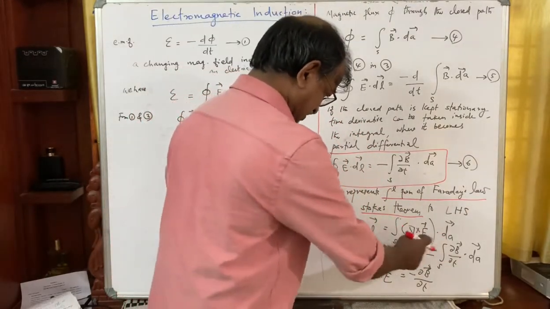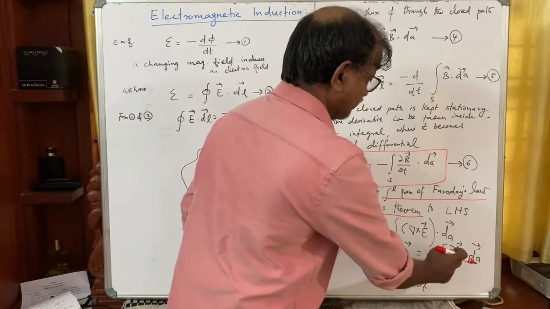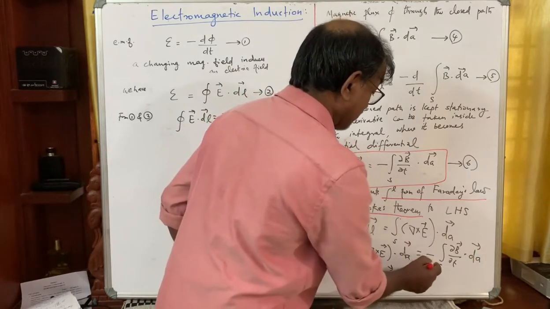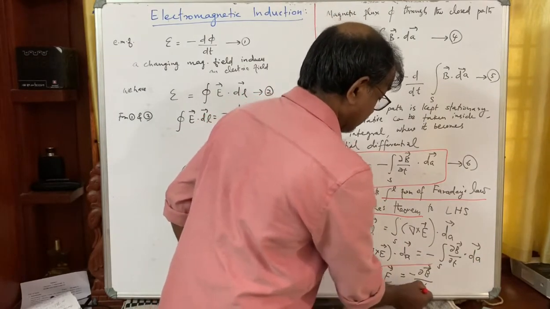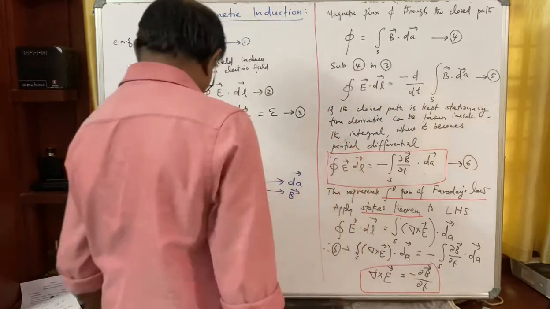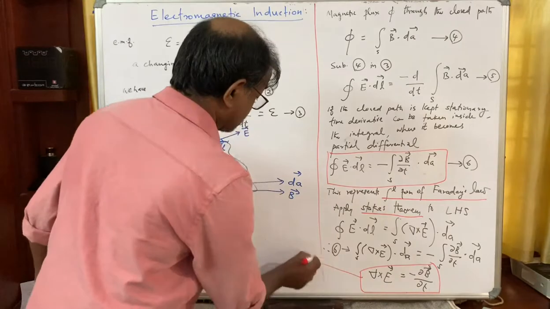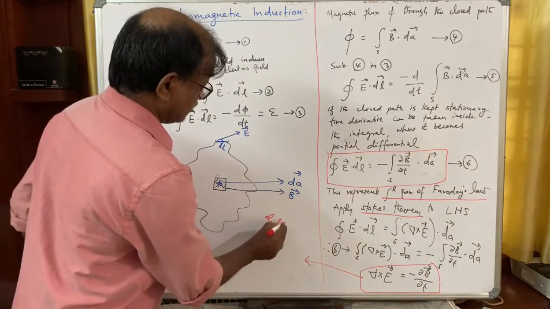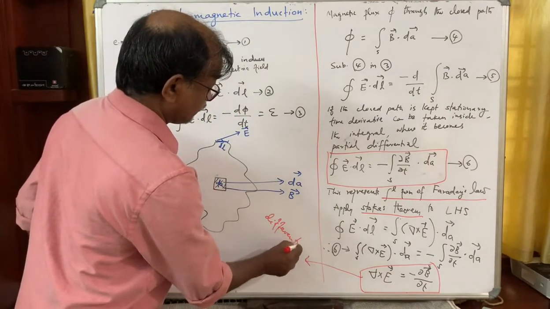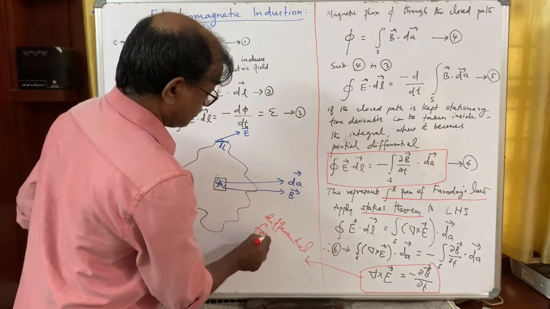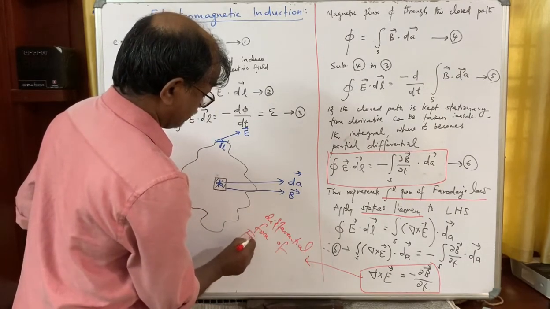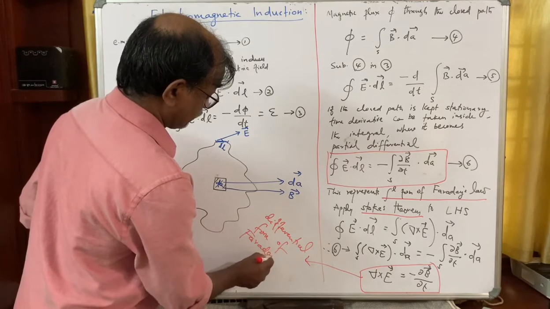From this you can argue that del cross E is equal to minus dou B by dou t. This is the differential form of Faraday's law.